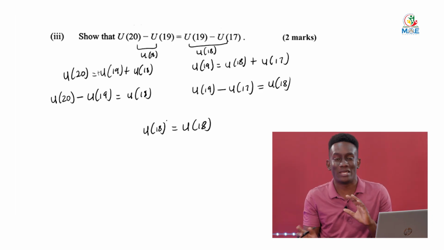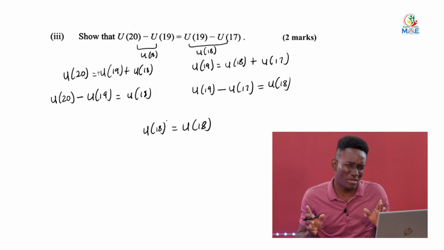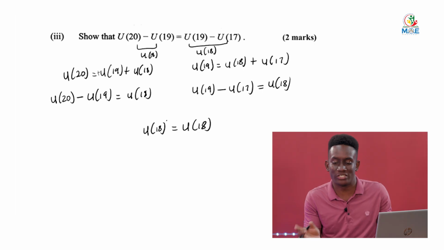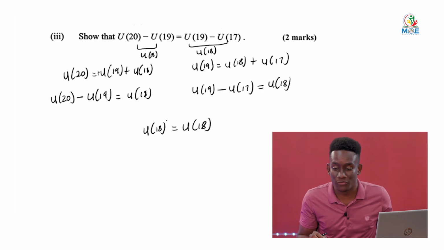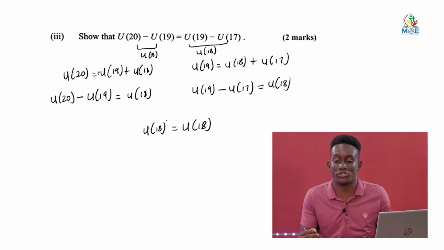So it's just a simple manipulation of the equation. It may be a bit difficult to see. You just have to work around with what you have and try to change up the subjects of the formula, and you'll get one side being equal to the other side. And that is what you want to do when you're showing.